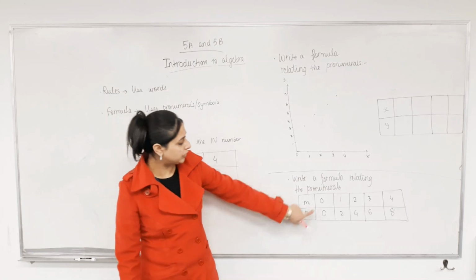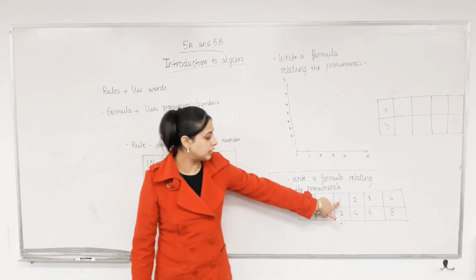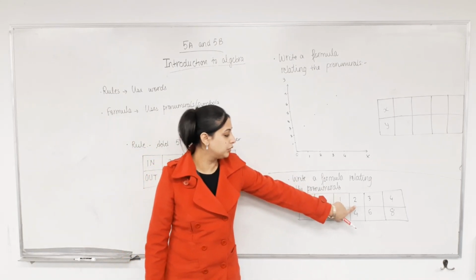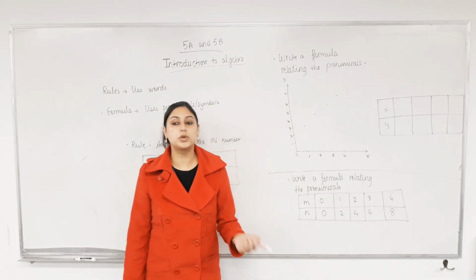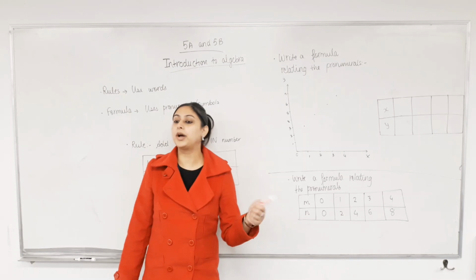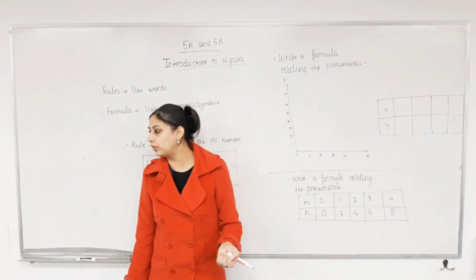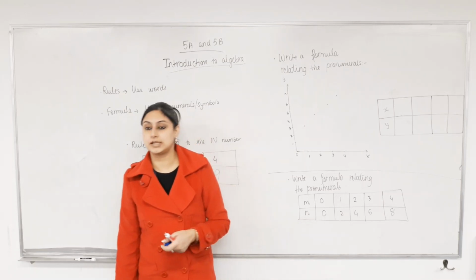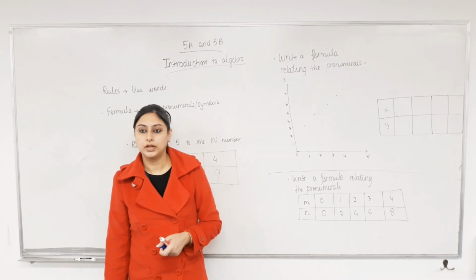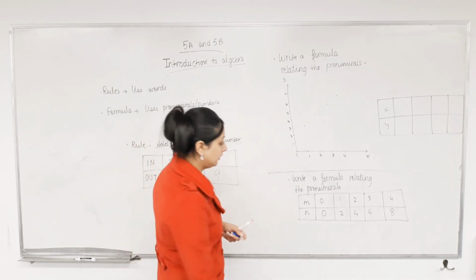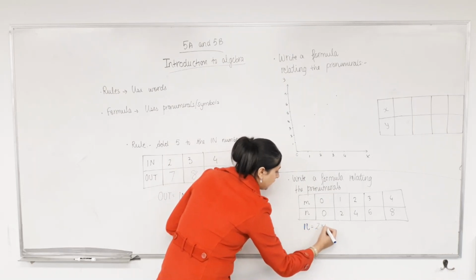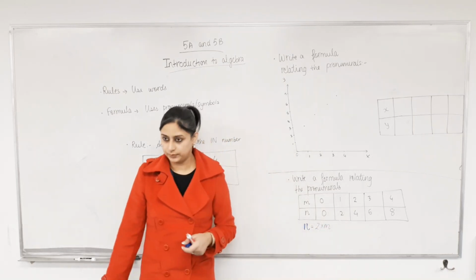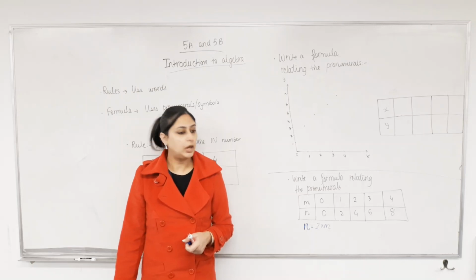Yes. Let's check. What's 0 times 2? 0. 1 times 2? 2 times 2? 4. 3 times 2? 6. 4 times 2? 8. So what you said in words was the rule. Multiply M by 2 to get N. That's a rule, right? But we write a formula. Can you tell me the formula? N equals 2 times M. Is that right? Are we happy with that?